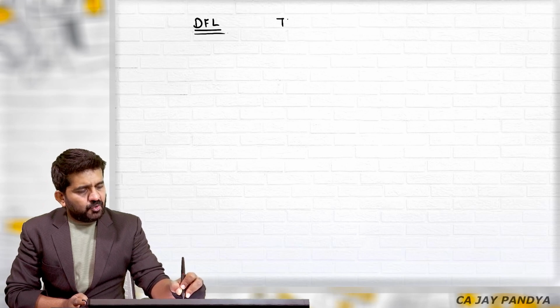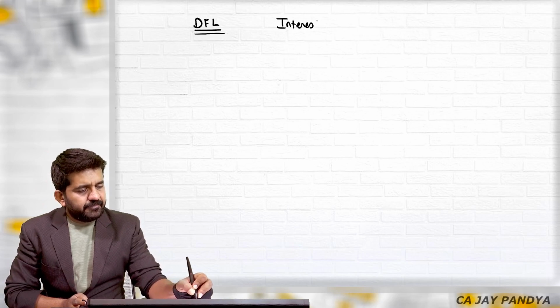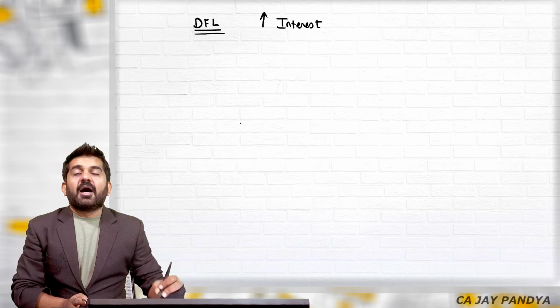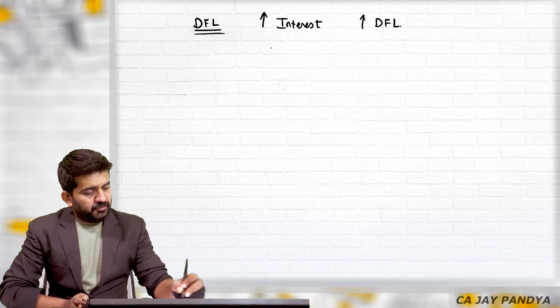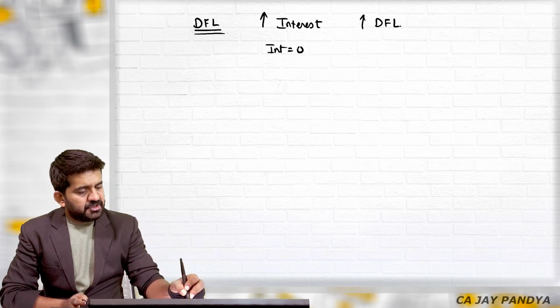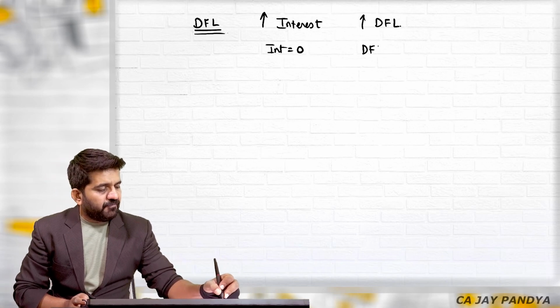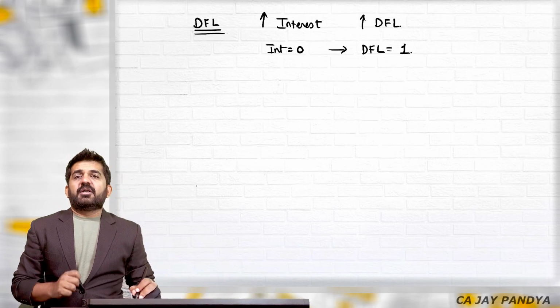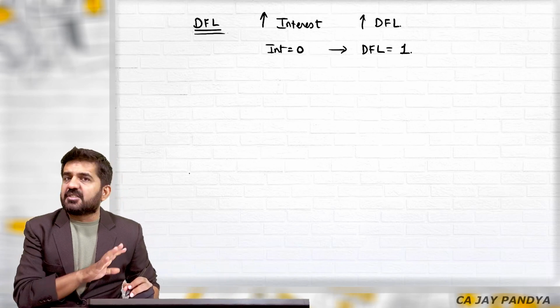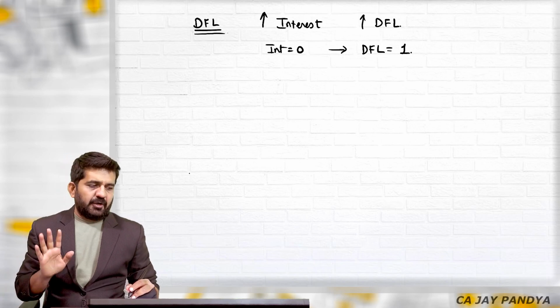Second concept that we learned was a degree of financial leverage. Again, it is measurement of risk. So practically it measures fixed cost, which is interest. So what does it mean? Higher the interest, higher will be degree of financial leverage. If interest is 0, then a degree of financial leverage will be equal to 1. What degree of financial leverage 1 means? There is no financial leverage.